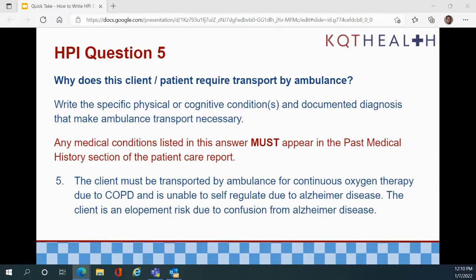Your response to Question 5 must include specific documented diagnosis. Generic statements such as weakness or inability to ambulate are not sufficient on their own. Example response: the client must be transported by ambulance for continuous oxygen therapy due to COPD and is unable to self-regulate due to Alzheimer's disease. The client is an elopement risk due to confusion from Alzheimer's disease. The conditions listed in the HPI question response, COPD and Alzheimer's disease, need to be included in the past medical history section of the patient care report.